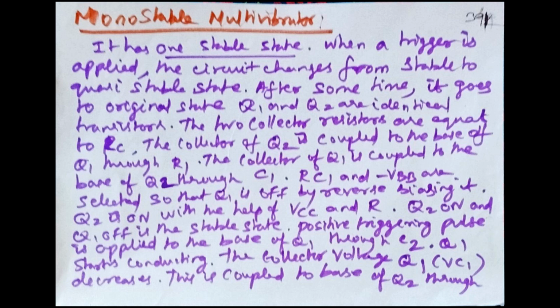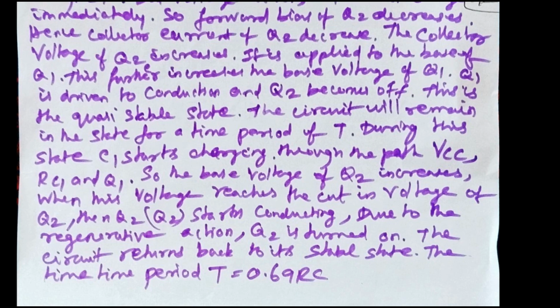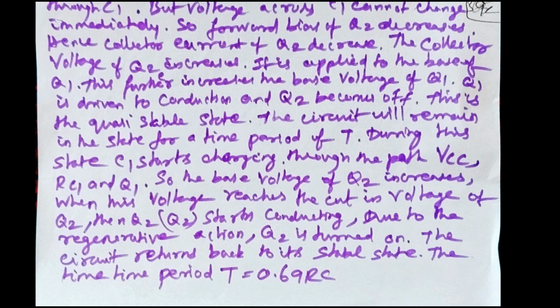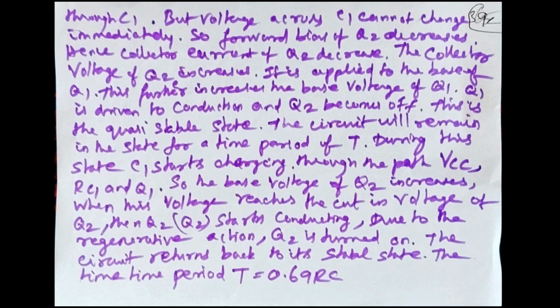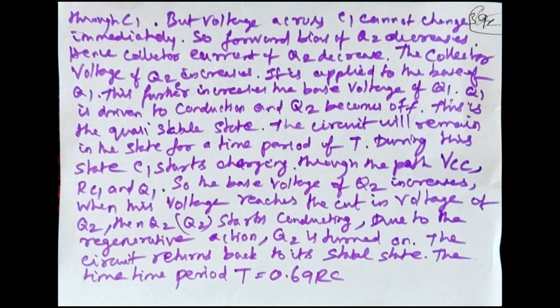A positive triggering pulse is applied to the base of Q1 through C2. Q1 starts conducting. The collector voltage of Q1, VC1, decreases. This is coupled to the base of Q2 through C1, but the voltage across C1 cannot change immediately. So the forward bias of Q2 decreases. Hence the collector current of Q2 decreases and the collector voltage of Q2 increases.